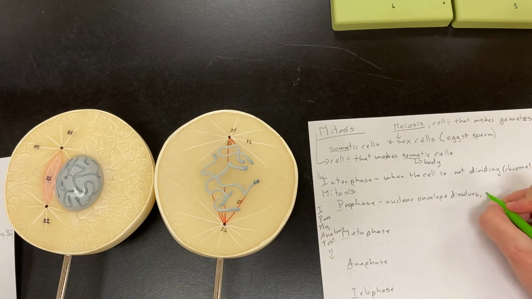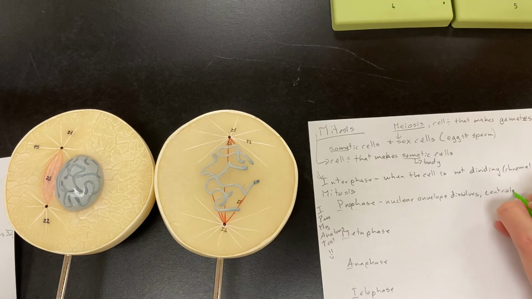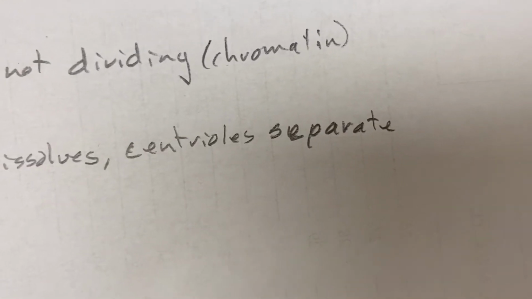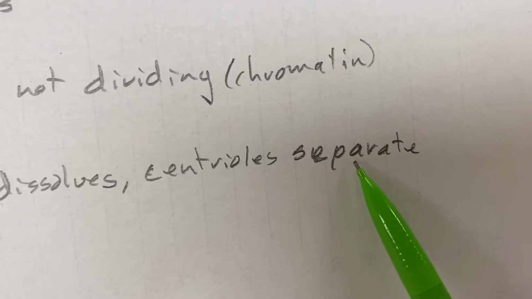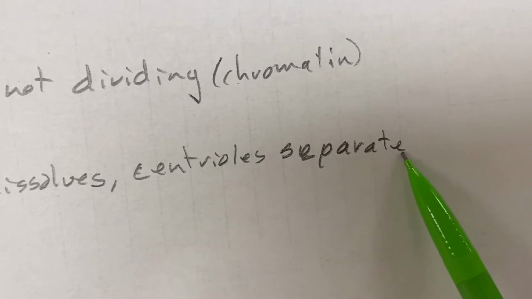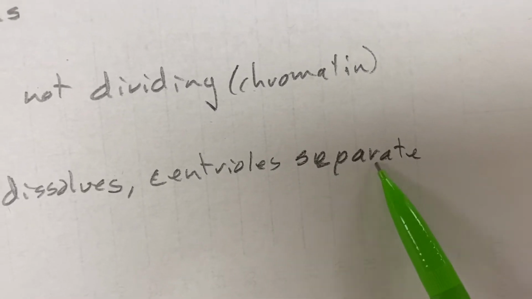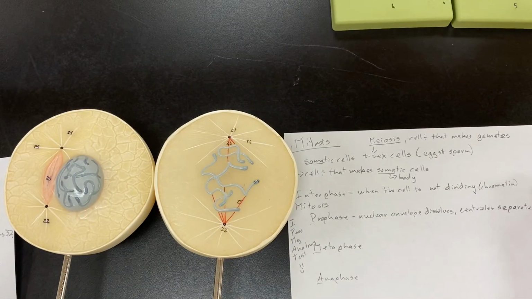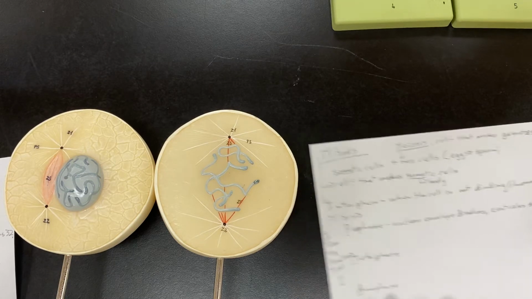The centrioles separate. And as a note, since y'all are college educated now, separate, it has a rat in it. S-E-P-A-R-A-T-E, separate. Centrioles separate and form the mitotic spindle.